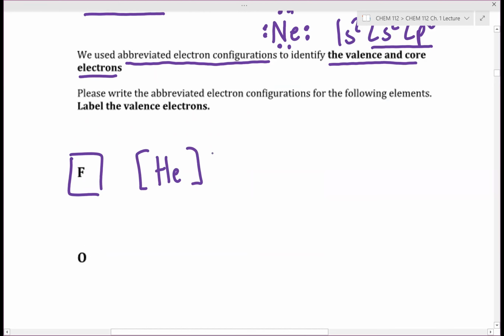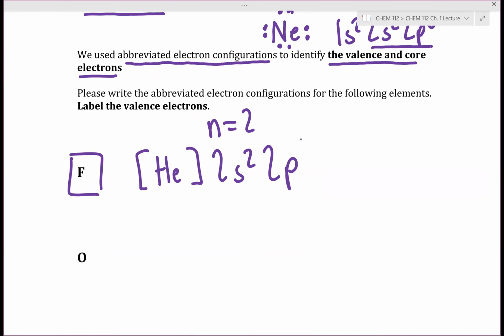Now, with that information in mind, we've established that helium is our core, and N is equal to 2. We are past the S block, so we write this as 2s2. And for our 2p block, we said we are how many electrons into our p block? 5. Does that make sense to everyone? The method of quickly writing abbreviated configurations.